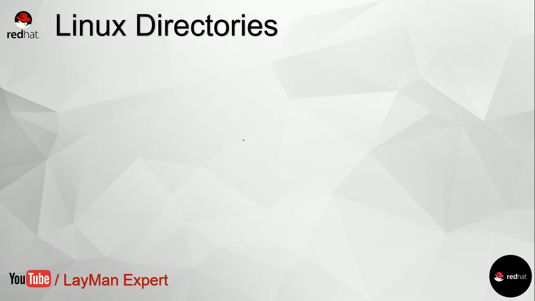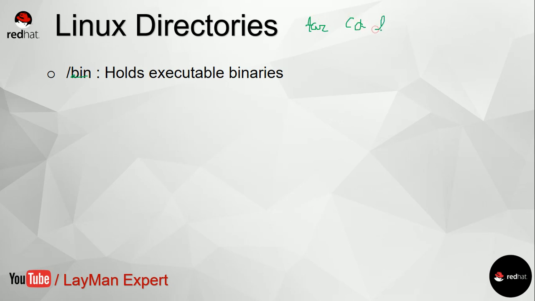Now just look at the Linux directories. The first directory is the bin directory. I have put a slash here because it is inside the root directory. So /bin. Bin holds the executable binaries. I mean you execute commands like tar, cd, ls, mkdir. So these are actual executable programs. This program is designed to make directories, this is designed to list the directory, this is designed to change your directory. Okay, so all these commands are inside the directory.